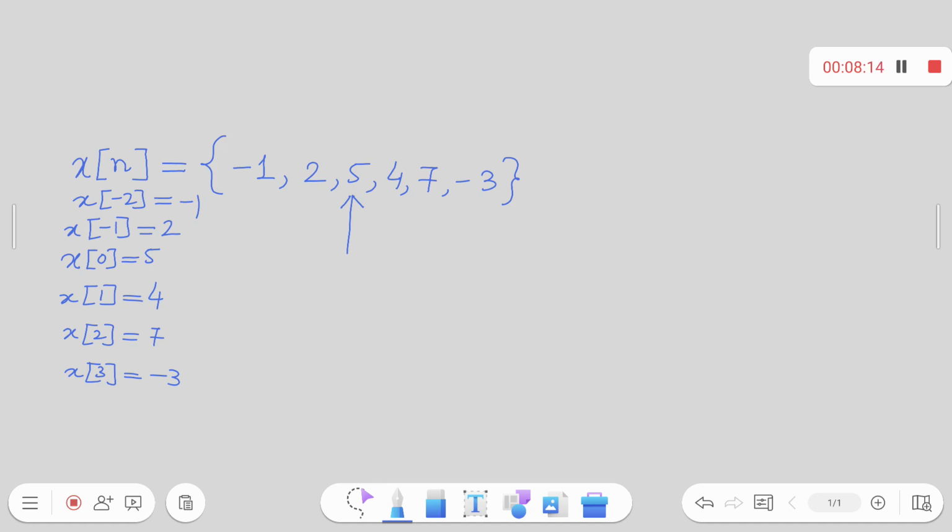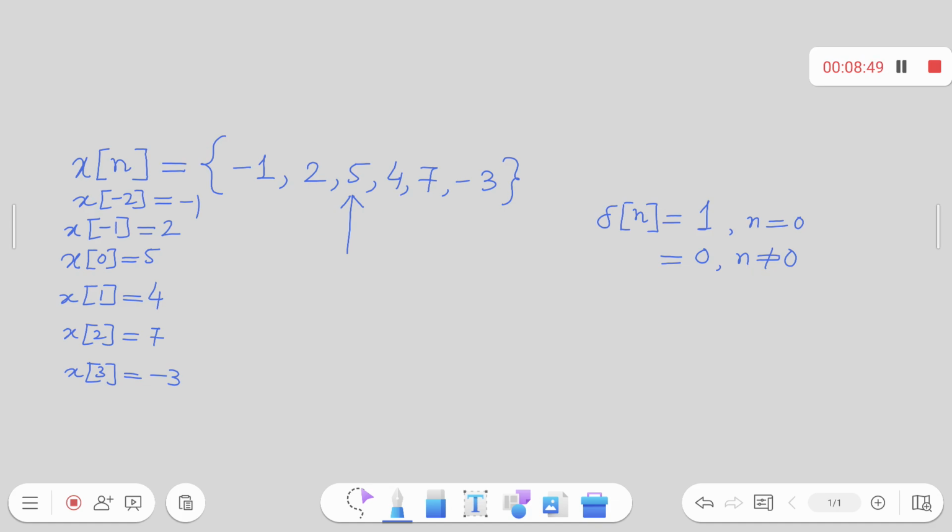How is the impulse function delta n defined in discrete time? It's very easy. Delta n is equal to 1 for n equal to 0, and delta n is equal to 0 for n not equal to 0. Using only the delta function you cannot represent the sequence, but using the scaled and shifted versions of it, you can reconstruct this entire sequence.